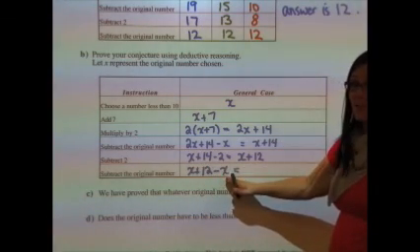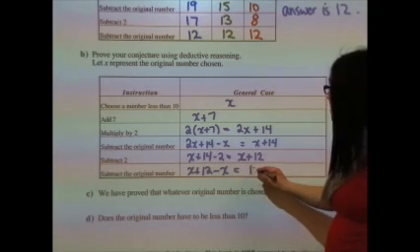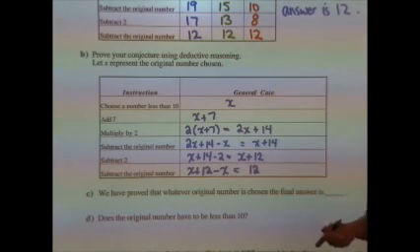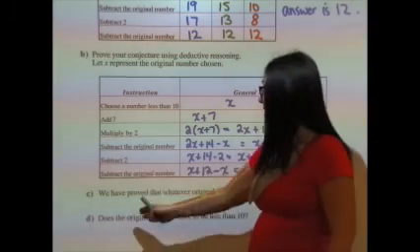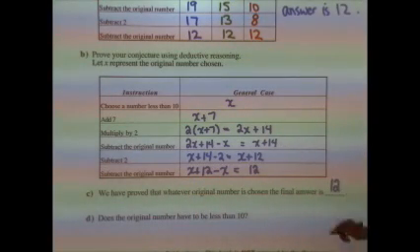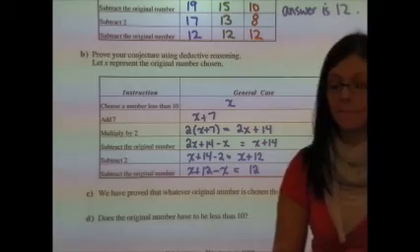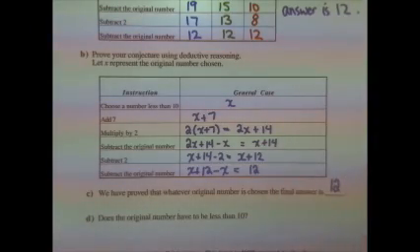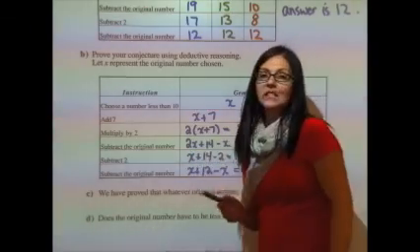X minus x is 0. I have 0 x's left. And that gives me that 12. So what we've done is we've proved that whatever the original number chosen, the final answer would always be equal to 12. Now the question is, did this number have to be less than 10?